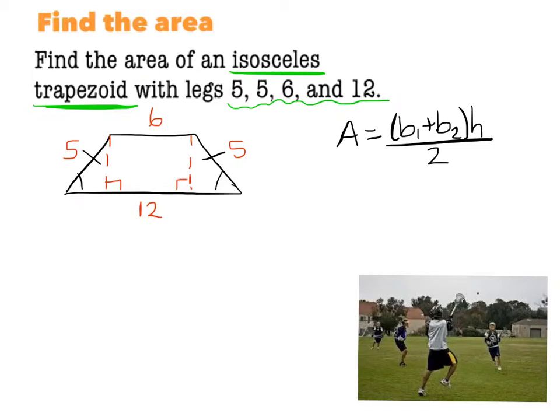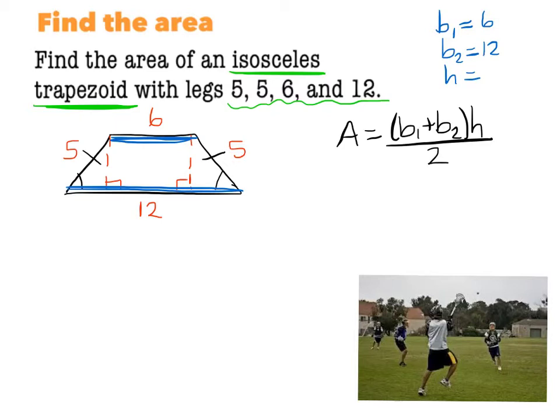But I do know the bases are going to be parallel. So that's my 6 and my 12. So I do know that base 1, I'm going to make that 6. And I do know my base 2 is 12. But I do not know what my height is. And I'm going to have to find that before I can find my area.